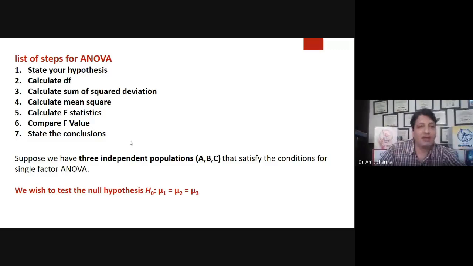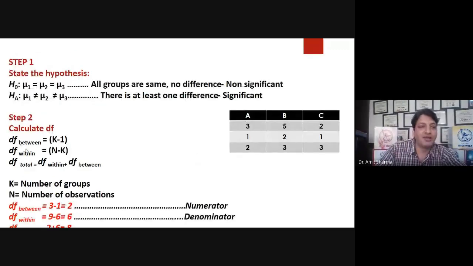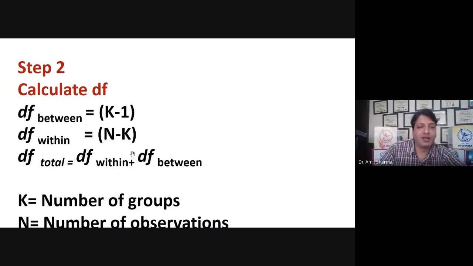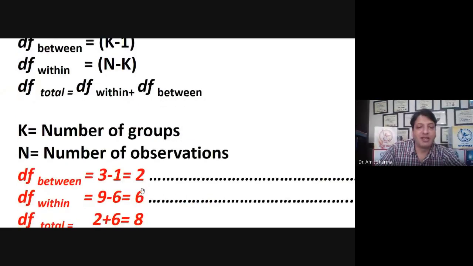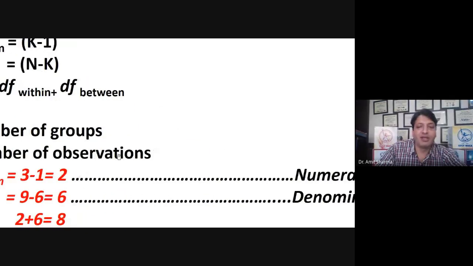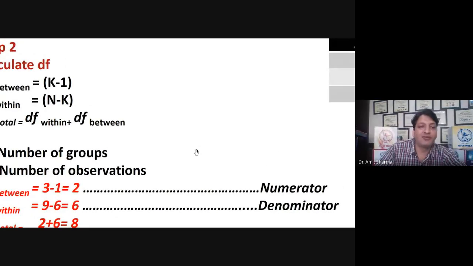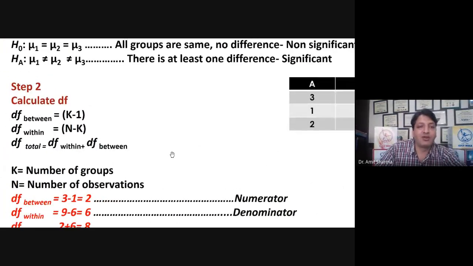Degree of freedom can be calculated by using this formula. This formula you have to remember: degree of freedom between is k minus 1, degree of freedom within is n minus k, and total is the sum of both. Clear? So we have got 2 and 6, and by using numerator and denominator, we got the F value, that is 5.14, which we are going to compare.